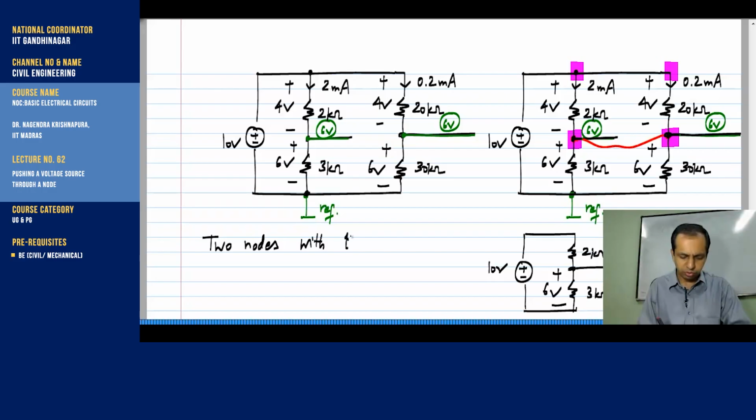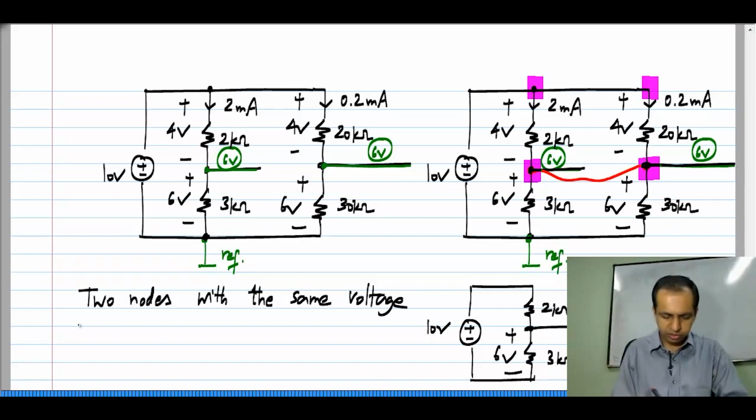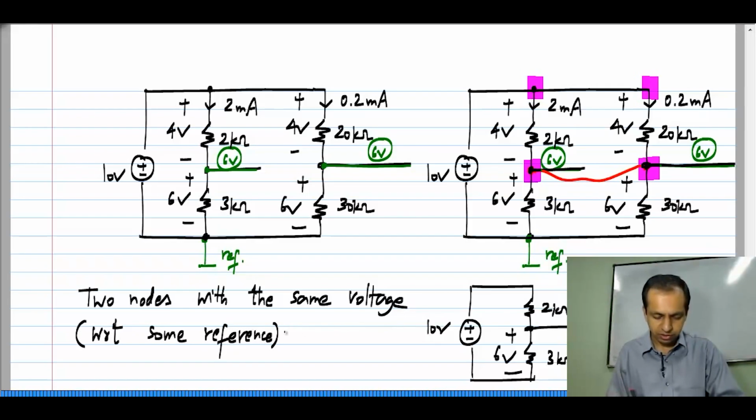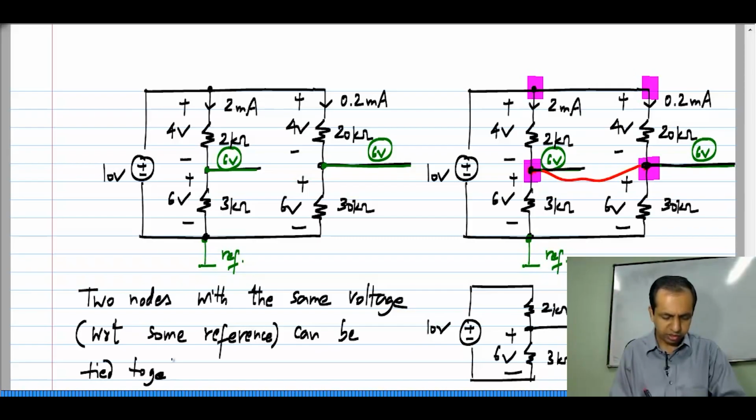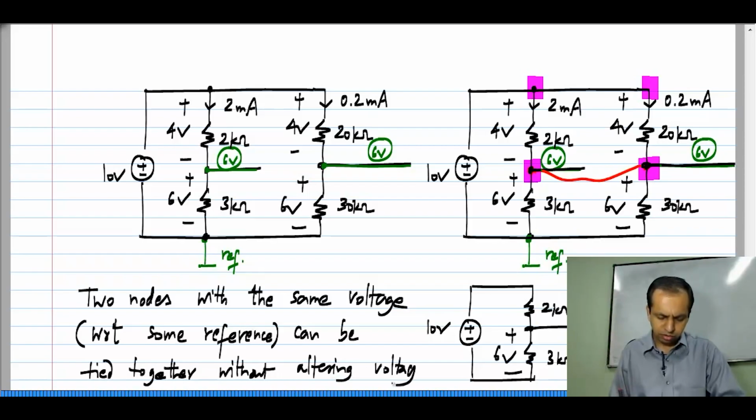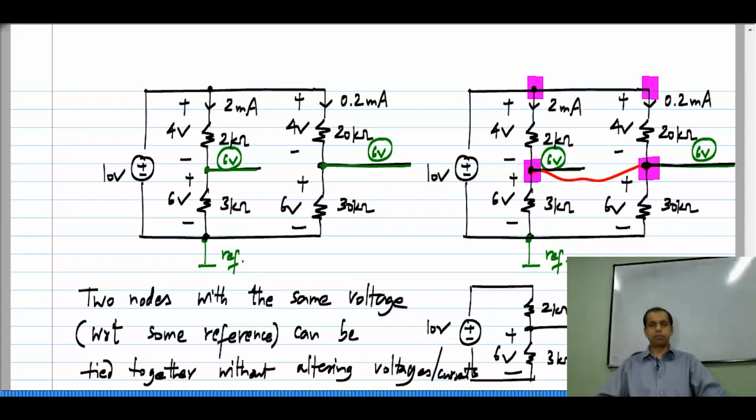So, I will just say that 2 nodes with the same voltage, needless to say, with respect to some reference, obviously both voltages with respect to the same reference, can be tied together. That is, you can take a wire and short these 2 nodes without altering voltages and currents in the circuit.